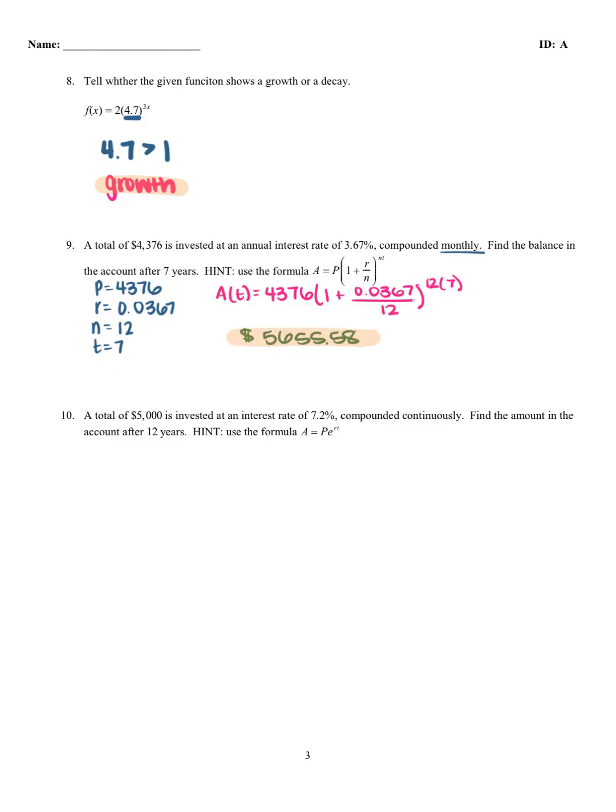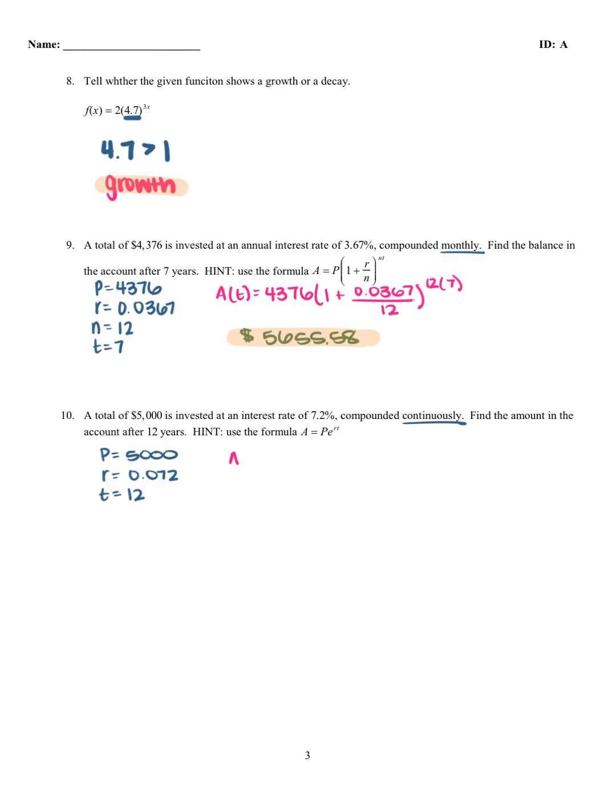For number 10, you have a total of $5,000 that's invested into an account with an interest rate of 7.2% compounded continuously. You're finding the amount in the account after 12 years and using the formula A is equal to P times e to the power of R times T. So P is your 5,000. Your R as a decimal is 0.072, and your time in years is 12.